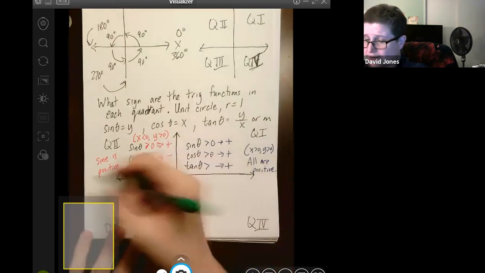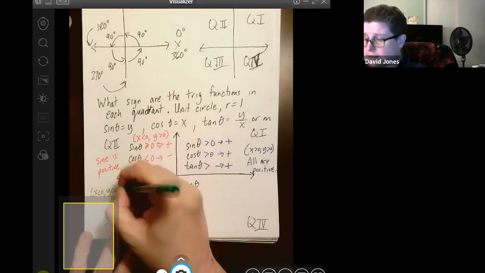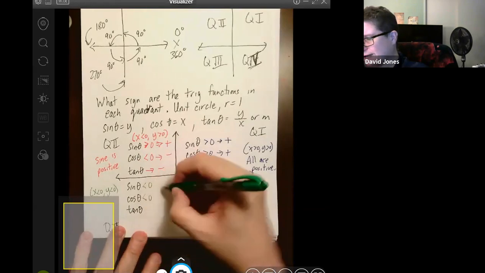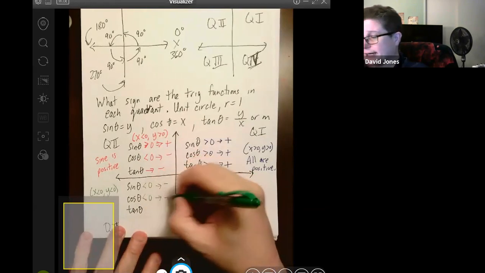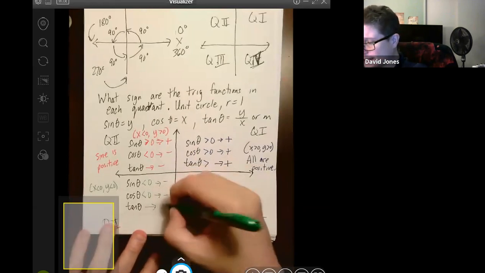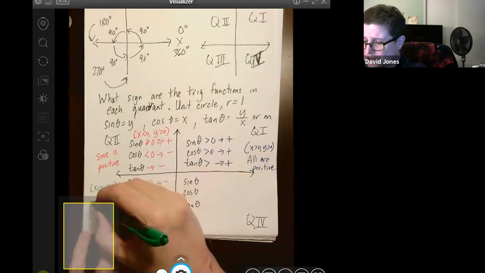Quadrant 3, we've got both of them are negative. So this is less than 0, that's less than 0, which means both of these are negative. And a negative over a negative is a positive. In quadrant 3, only tangent is positive.